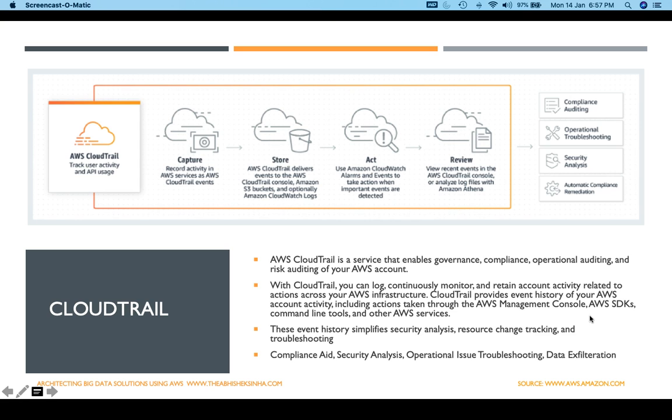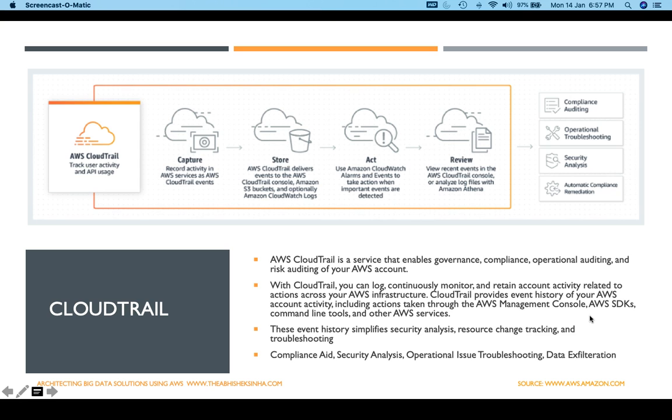Now with CloudTrail, you can log, continuously monitor, and retain account activity related to actions across your AWS infrastructure. CloudTrail provides event history of your AWS account activity, including actions taken through the AWS Management Console, AWS SDKs, command line tools, and other AWS services. So as I mentioned earlier, we can look for compliance aid, security analysis, operational issue troubleshooting, and data exfiltration. Let's discuss all these things one by one.